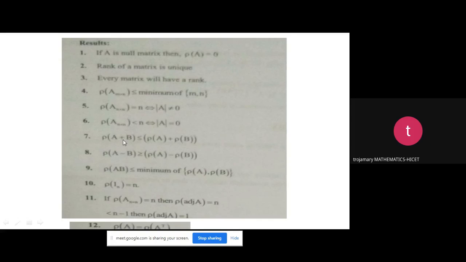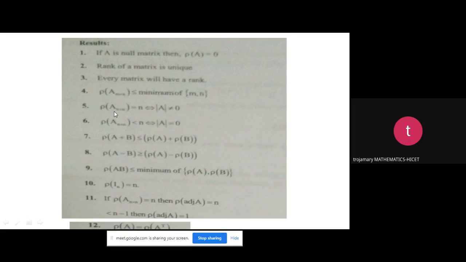Rank of A plus B, just note it down, is not equal to rho of A plus rho of B. Rather, rho of A plus B is less than or equal to rho of A plus rho of B. Similarly, rho of A minus B is greater than or equal to rho of A minus rho of B. These two results are very important.